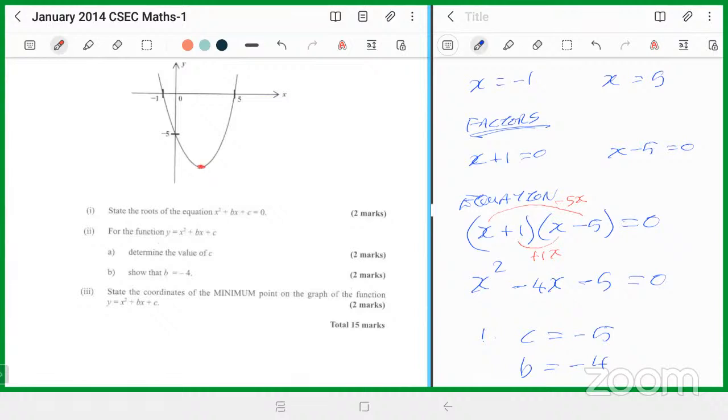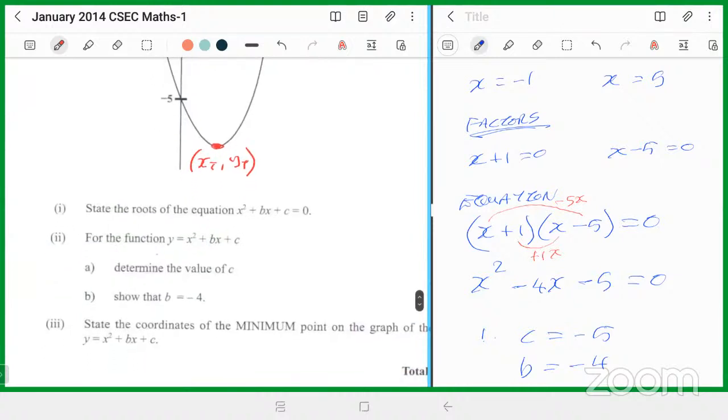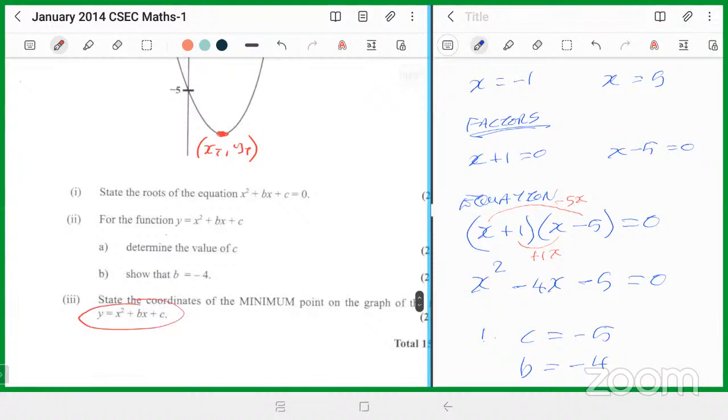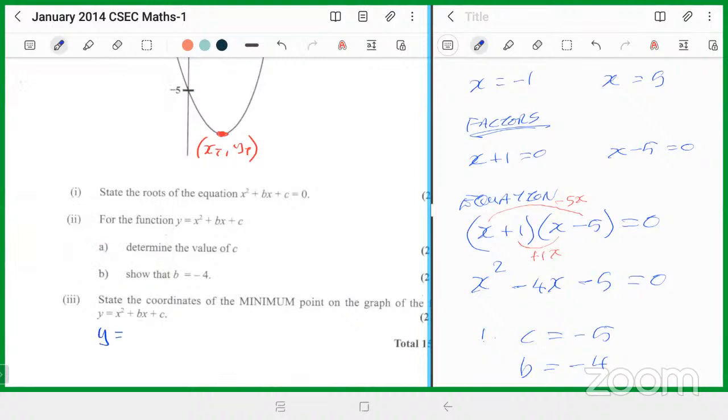I'm going to show you something today, and I don't want you to forget it after today. You want the xt and the yt really. The minimum point, remember, is xt, yt. We can calculate xt and yt normally because we know the b and the c now. We can write out what the function is. We now know the function. It is y equals x squared minus 4x minus 5. So from that, we know our a, b, and c that we normally use to find xt and yt. a equals 1, b equals -4, and c equals -5.